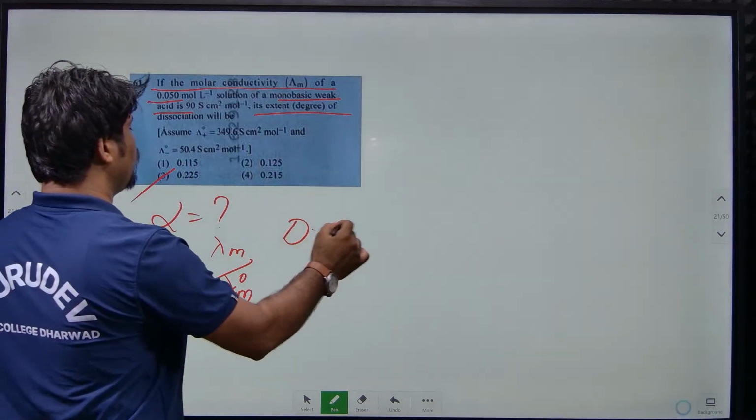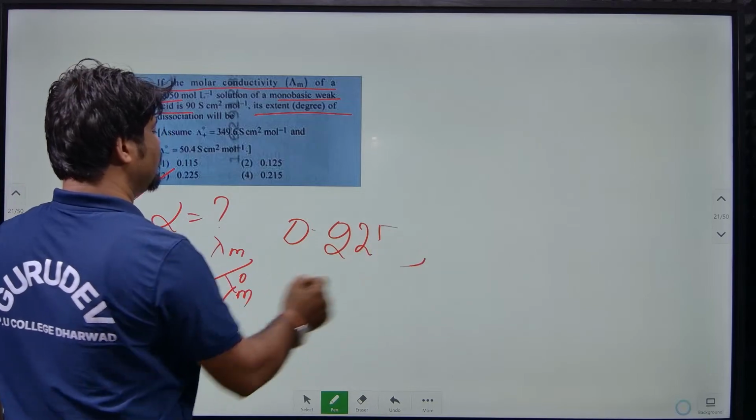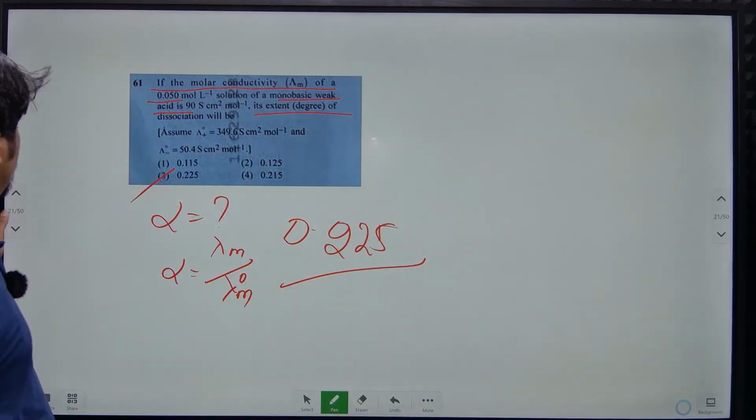That is 0.225, the right answer for the question. Well, go to the next problem.